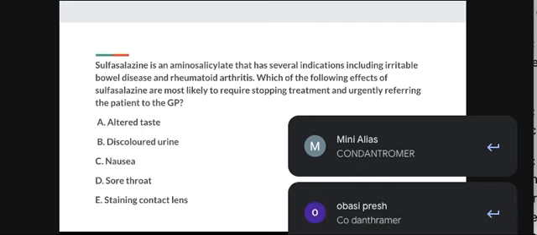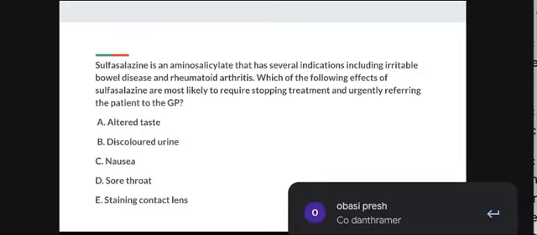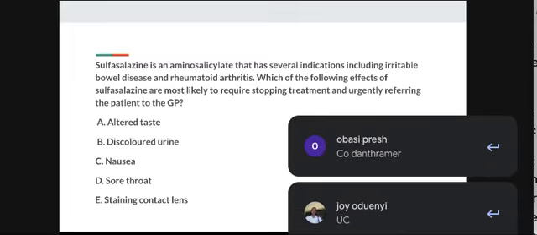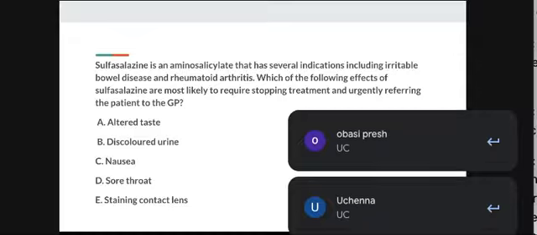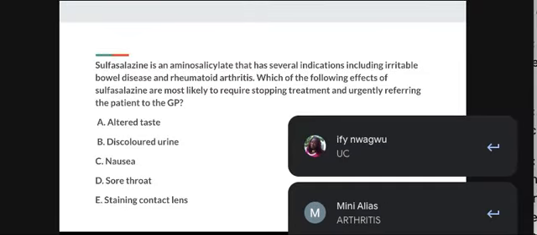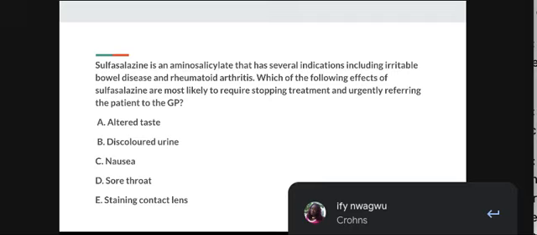Sulfasalazine, what are the common indications for sulfasalazine? Is it just ulcerative colitis? Is it only ulcerative colitis? Can sulfasalazine also be used for Crohn's disease? Yeah, generally it's used for inflammatory bowel disease, okay? Both Crohn's and ulcerative colitis. Sulfasalazine is first line for Crohn's disease. Is that true or false?